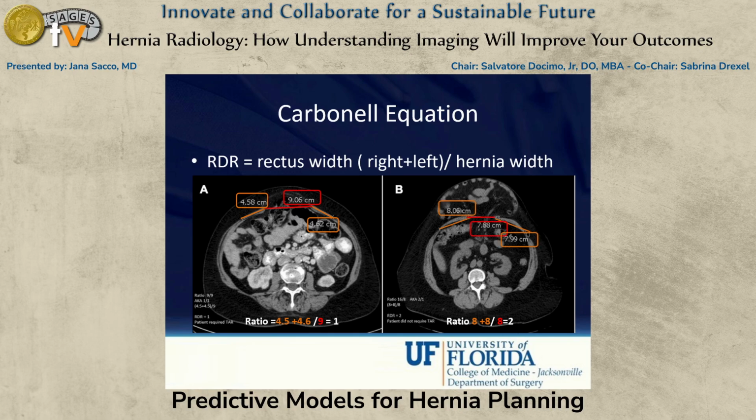And if you look at these 2 hernias that are not terribly different in width, right? An 8 centimeter and a 9 centimeter hernia. But if you use his equation and add the 2 rectus widths and then divide by the defect width, you get 1 on the left and 2 on the right, therefore predicting that you may need a component separation in one and not in the other.